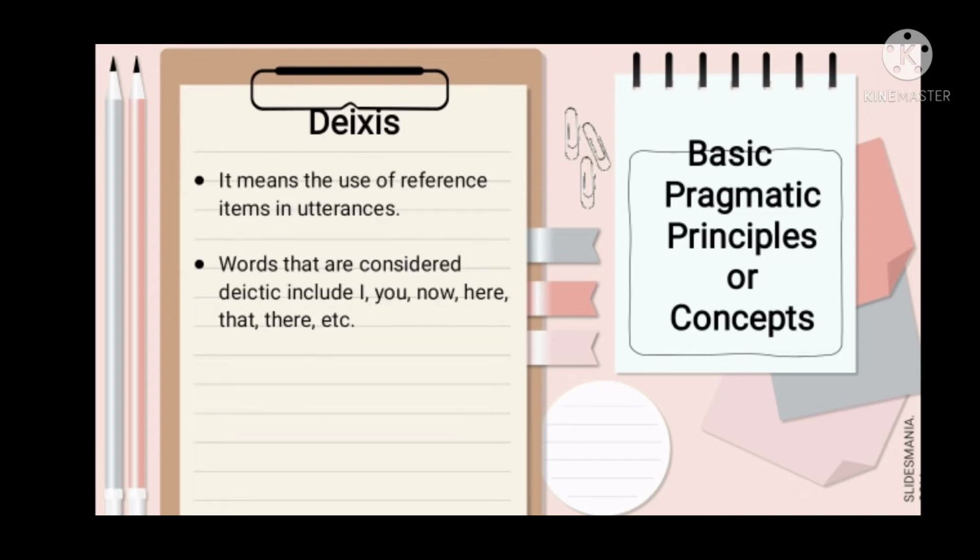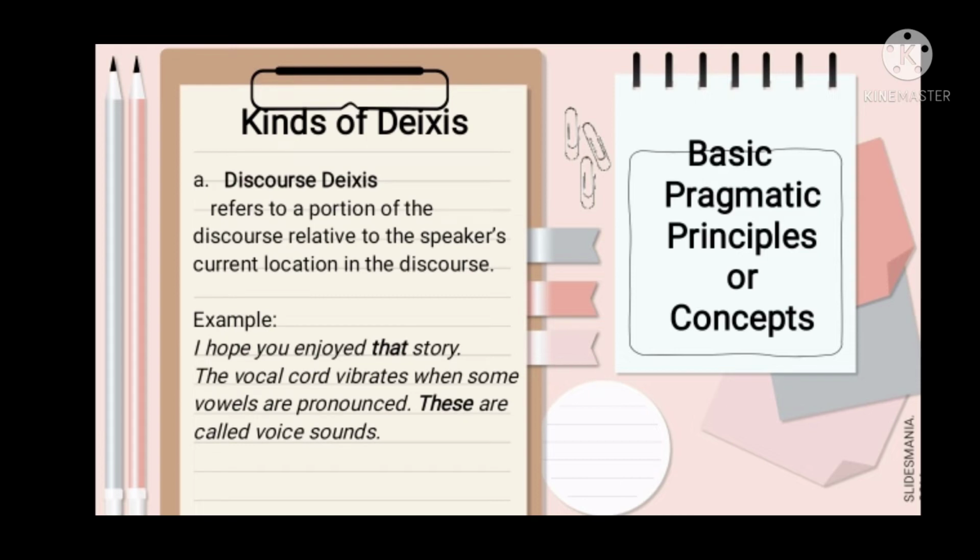In pragmatics, there is also the term called deixis. It means the use of reference items in an utterance. Words that are considered deictic include I, you, now, here, that, there, and so on. There are five kinds of deixis.